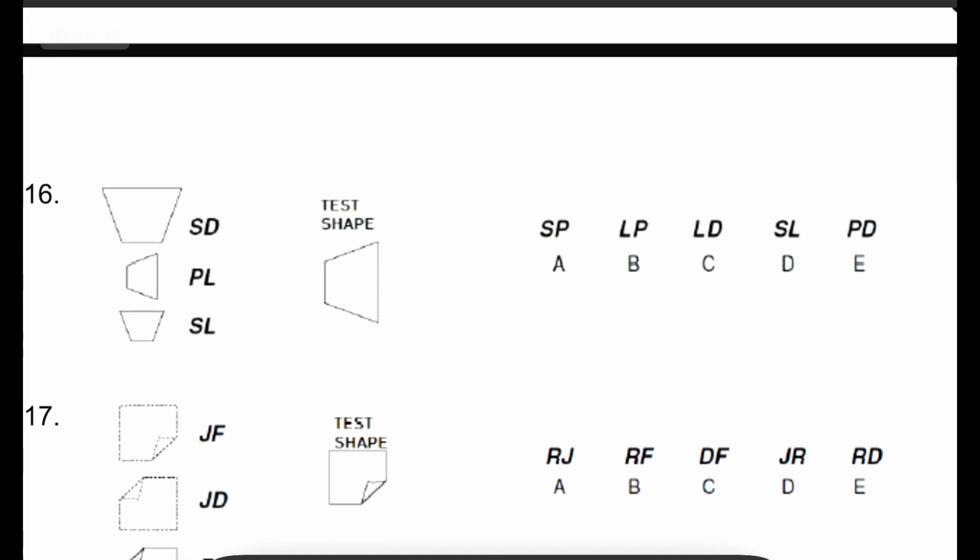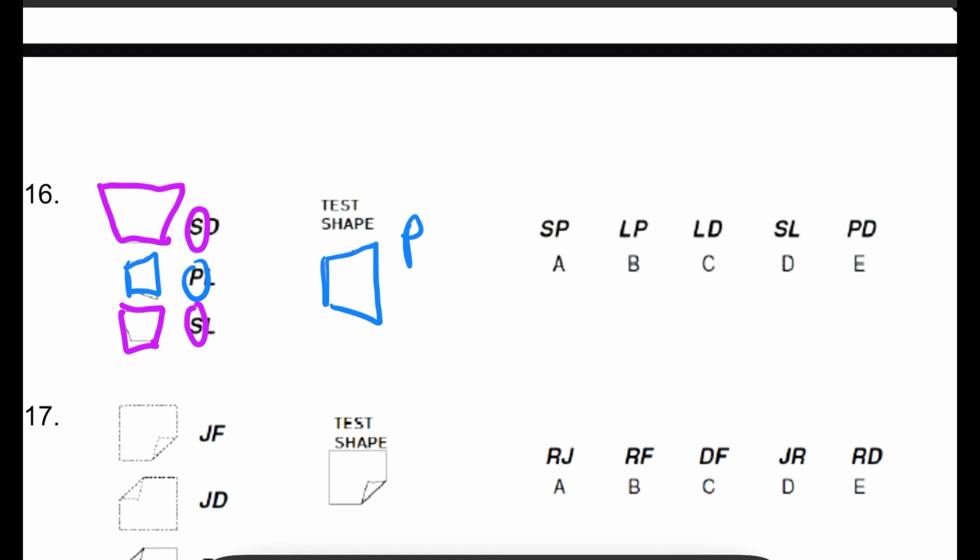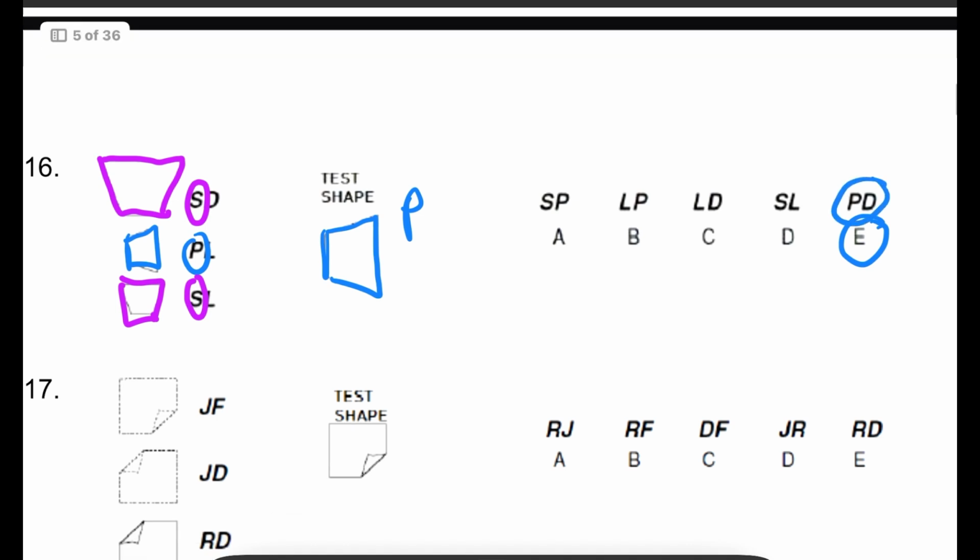Now to this question. So these two both have an S as the first letter, and they both have the shape orientated this way. The test shape is orientated that way, the same as this one. The first letter here is a P, the first letter here will be a P. So looking at the answer options, we already know that the answer will be E, because that's the only one with a P as the first letter. So we don't even have to go through the second letter.